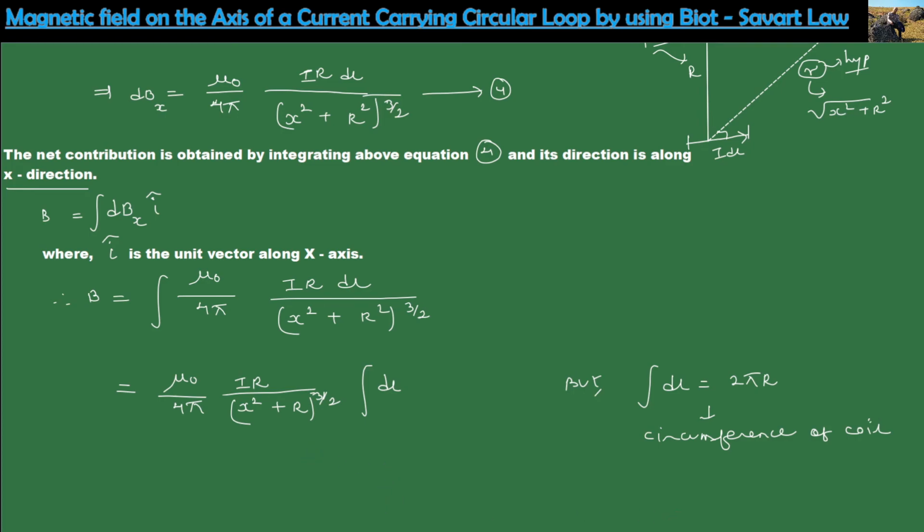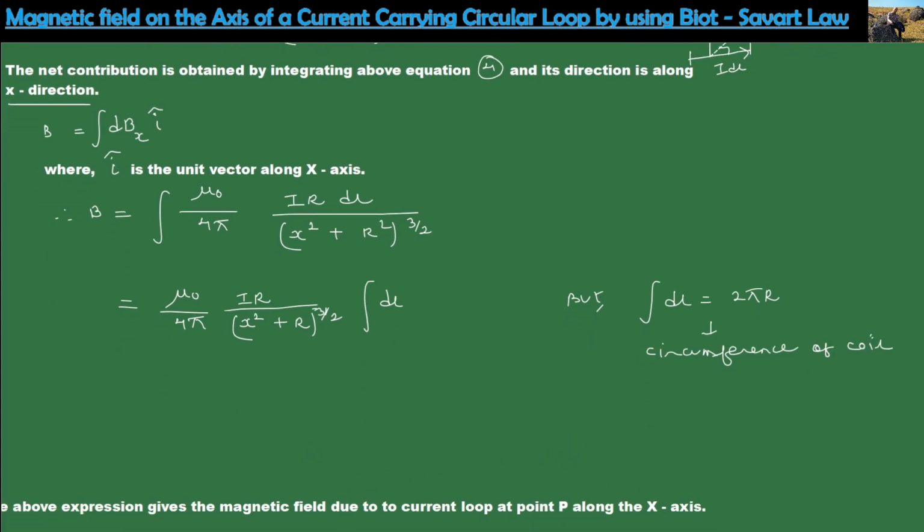So from here we can simplify this expression in this form. This will give us mu naught divided by 4 pi, I r divided by x square plus r square to the power 3 by 2, into twice pi r, which is the value of the line integration of dl.